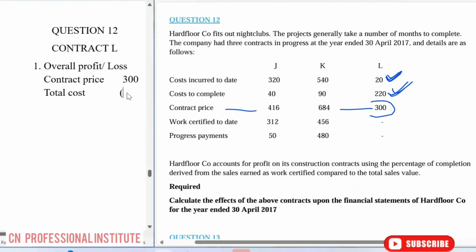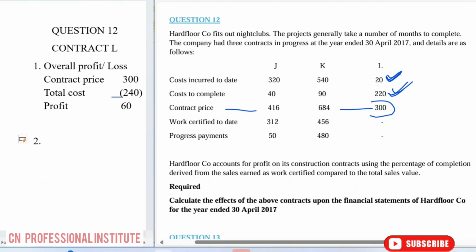So our total cost is 240. Okay, we deduct and you realize that we have overall profit of 60. Okay, overall profit of 60. So this contract is not onerous. Are you following? Then we go to step 2, which is to determine our progress. Are you following? Now, the question says we should use the output method. Don't go and use the input.